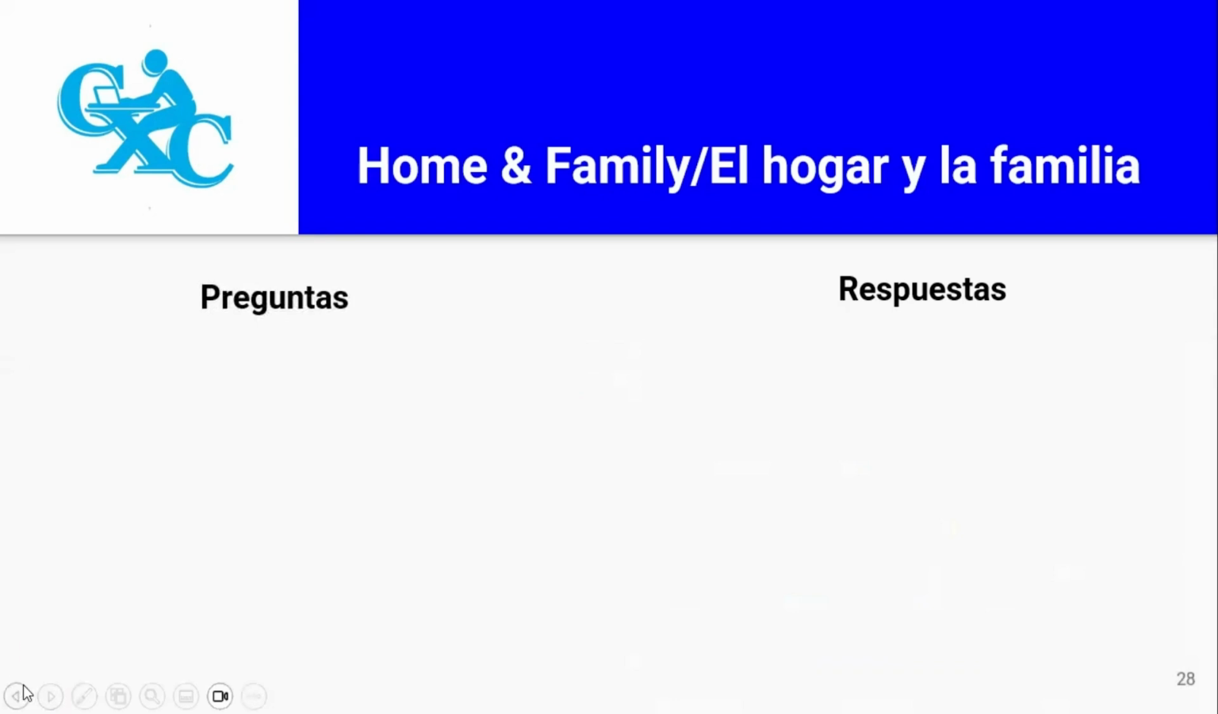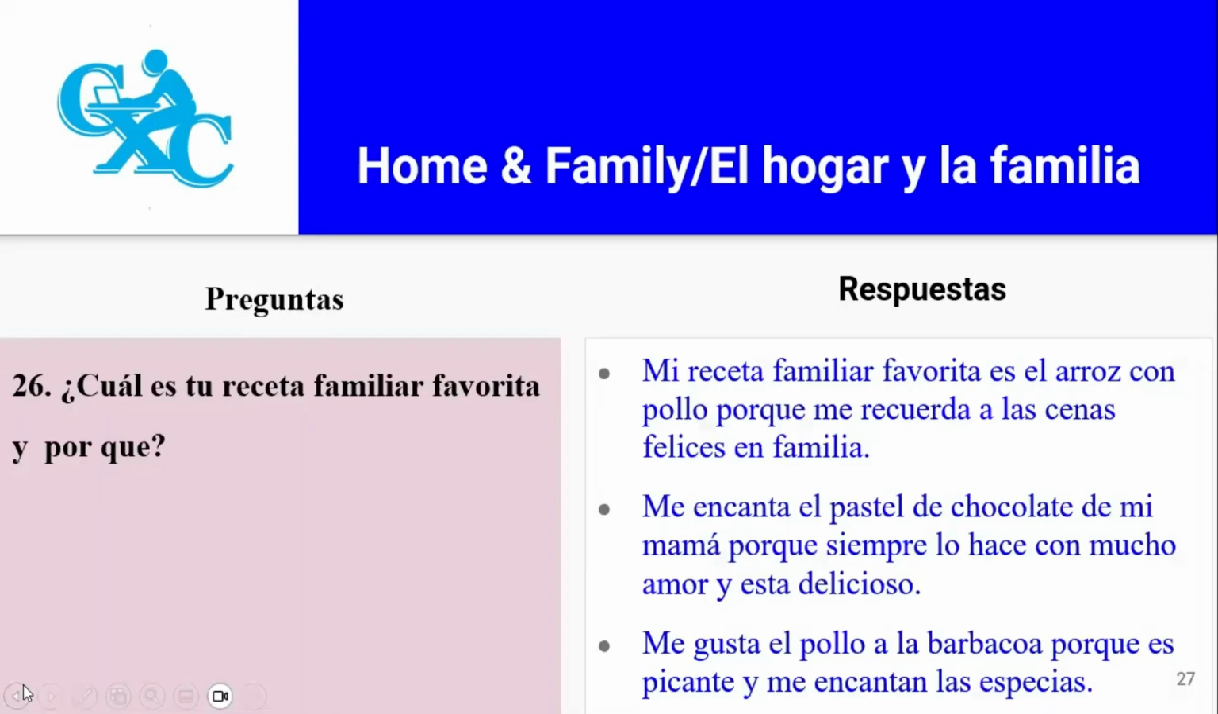Did we miss something? Yes. Oh, yeah. There is another answer. Yes. Me gusta el pollo a la barbacoa porque es picante y me encantan las especias. Muy bien. ¿Te gusta el pollo a la barbacoa, Oslady?